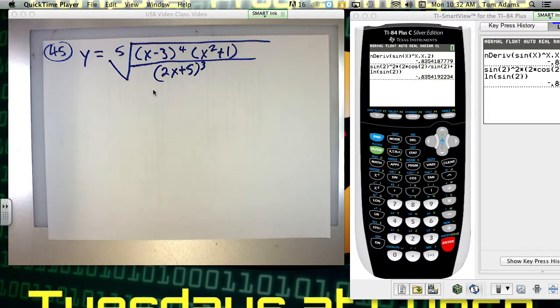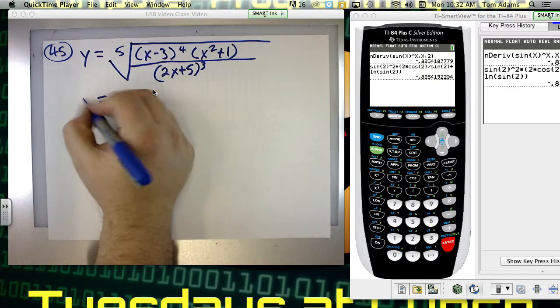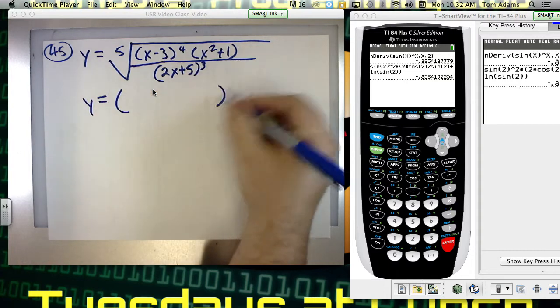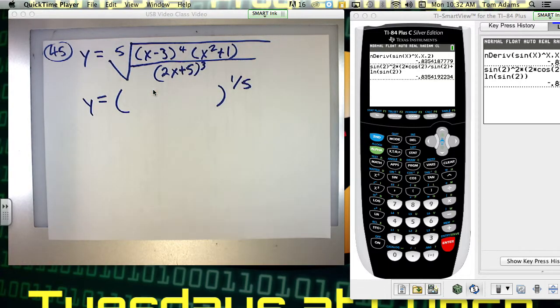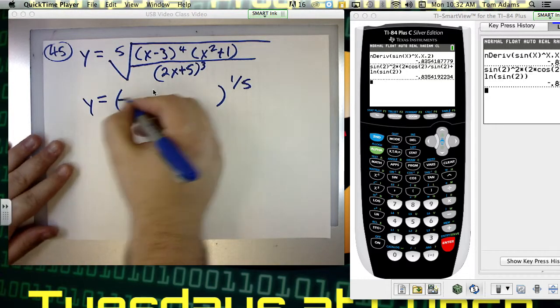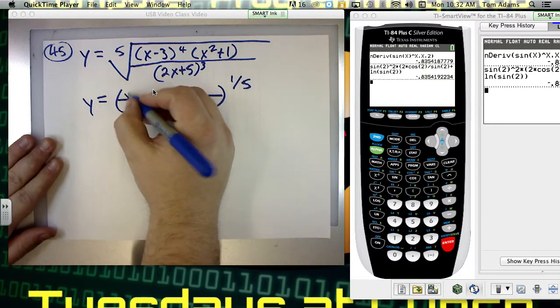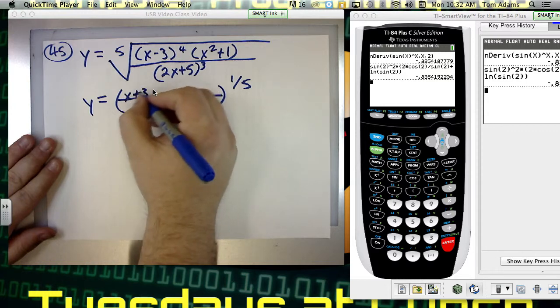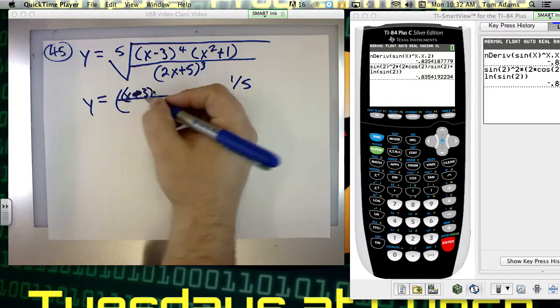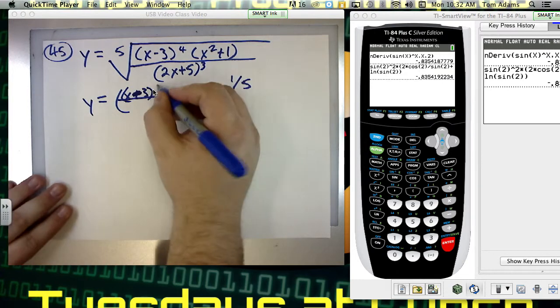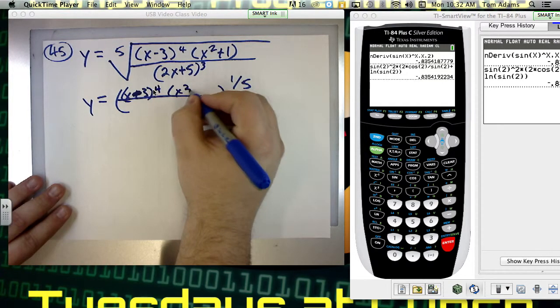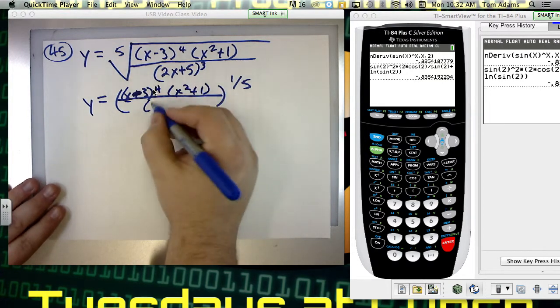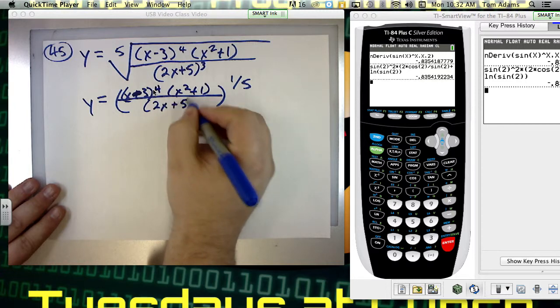All right, so now we need to take the derivative of this. Fifth root is kind of confusing, but we know one little trick we could use. That's the same as raising all that stuff to the 1/5, right? So if that's the trick I'm going to use, I got (x minus 3), not plus 3. Is that what it is in the book? Yeah. Raised to the fourth times x squared plus 1 all over 2x plus 5 raised to the third.